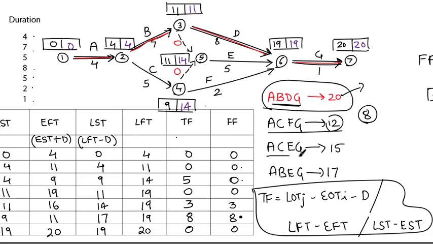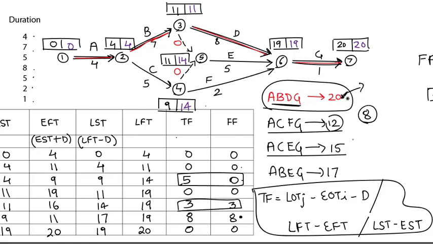Now let's check for ACEG. A's is 0, C's free float is also 0. ACEG: 4 plus 5 is 9, 9 plus 5 is 14, 14 plus 1 is 15. ACEG is the path where A is 0, C's total float is 5 but free float is 0. See, C's total float is 5 but free float is 0. Similarly, E has some relaxation, while G has no relaxation.